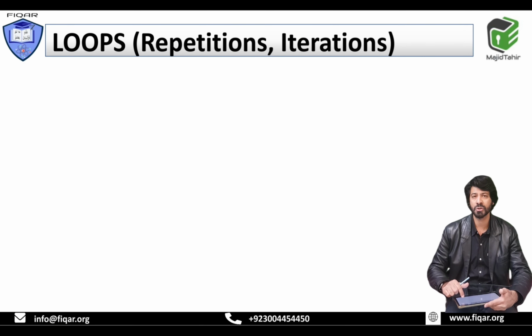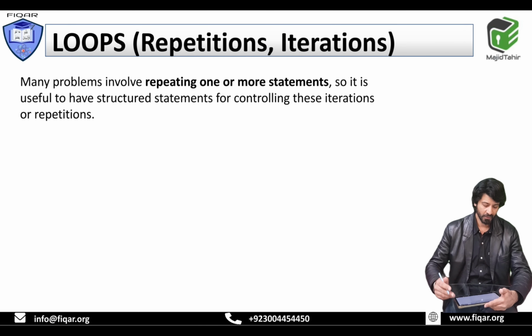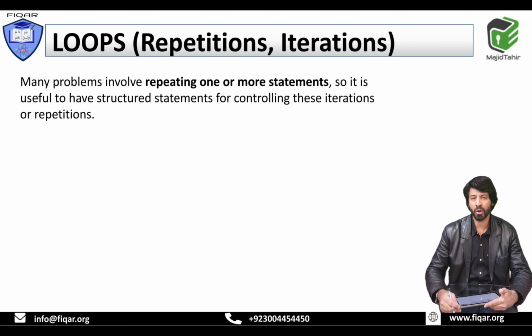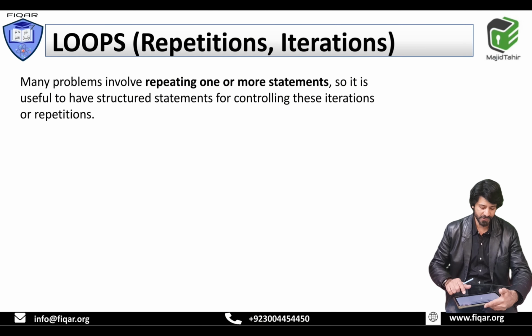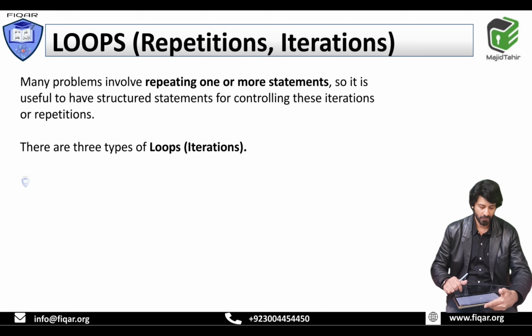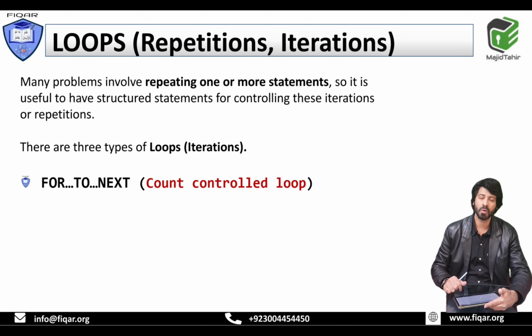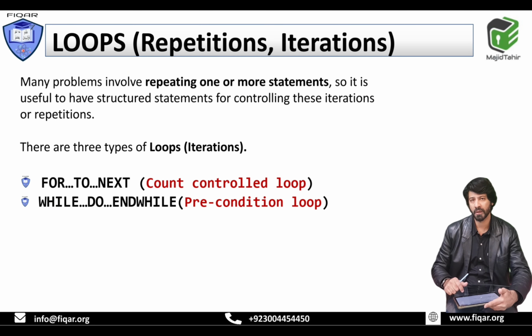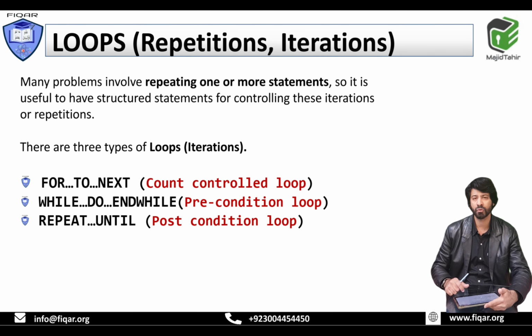So loop repetitions or iterations. Sometimes many problems involve repeating one or more statements, so it is useful to have structures for controlling these iterations or repetitions. We have three types of loops that we are using. One is for to next, which we also call count controlled loop. Second is while, do and while, which we also call precondition loop. And repeat until, which we call post condition loop.